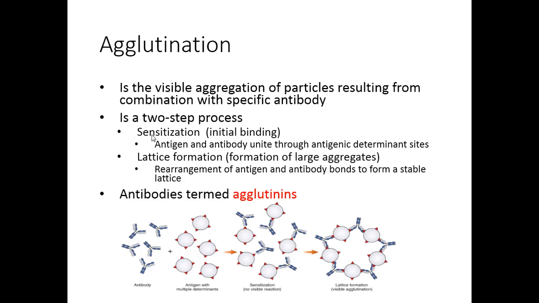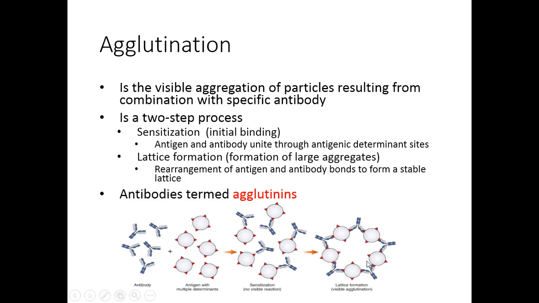We're really using the same two-step process that we did in precipitation. We're looking at sensitization, where antibody binds to an antigen. Bam, sensitized. That's that initial binding. Antigen and antibody bind at the antigen determinant sites. We know that, right? The second step that we talked about is lattice formation. It's the formation of large aggregates. These are going to be quite large because they're bound to a large insoluble complex or a large insoluble antigen. So these actually form large aggregates rather than just visible complexes.